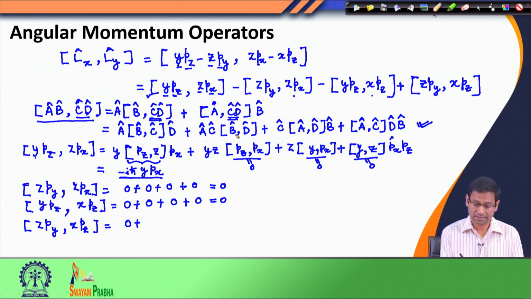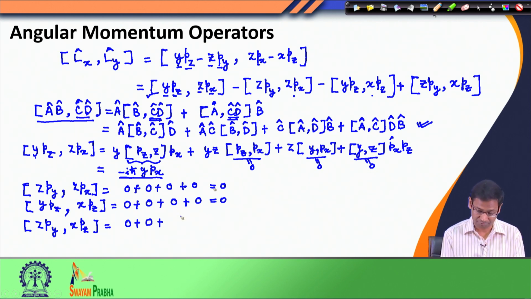Now, we would look at the second term which requires a commutator between B and D. B is Py, D is Pz. So, the second term will also become 0, and then the third term requires a commutator between A and D, which is Z and Pz. Since Z and Pz do not commute, this term will survive.